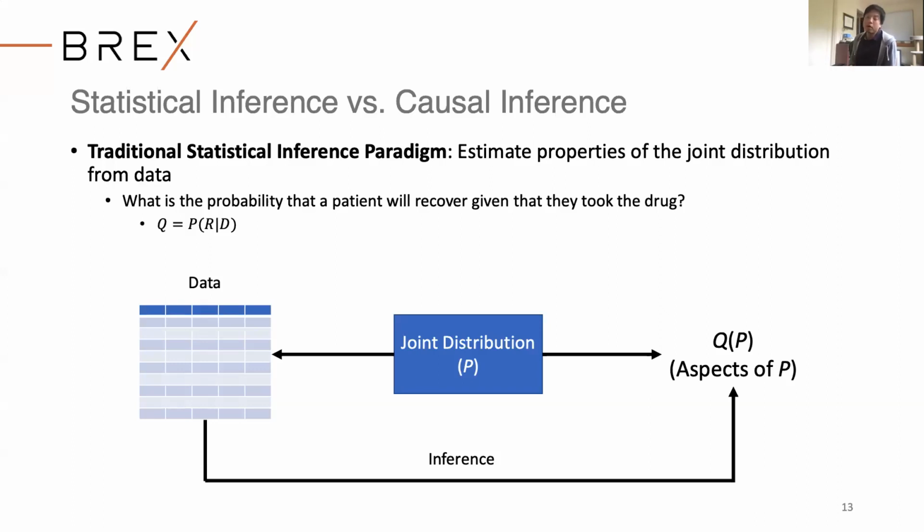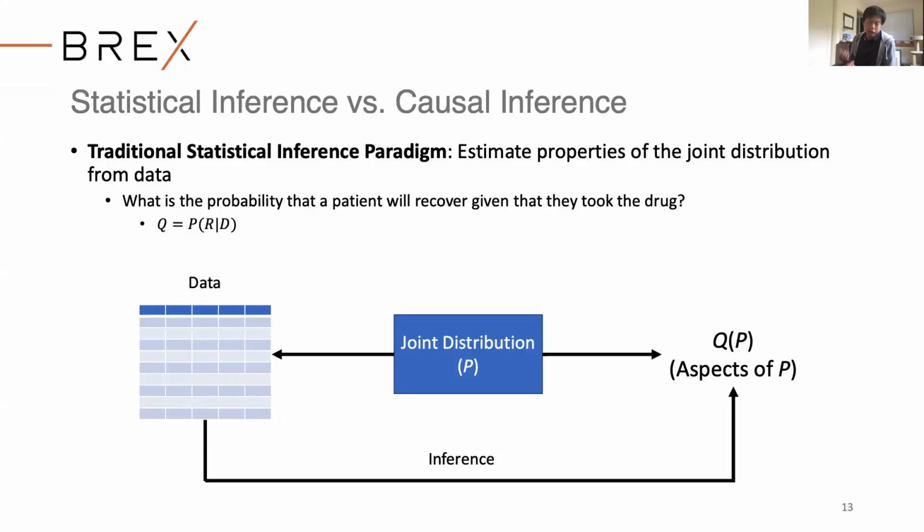Another example might be that I want to learn something about a joint distribution. Maybe I want to understand the probability that a patient will recover given they took the drug. Note that this is not the same thing as the probability that a patient recovers if I force them to take the drug or not. Because what we saw in the first example was that whether they take the drug or not also depends on their cholesterol level. So just conditioning and seeing the overall correlation of recovery with the drug is different from the causal effect.